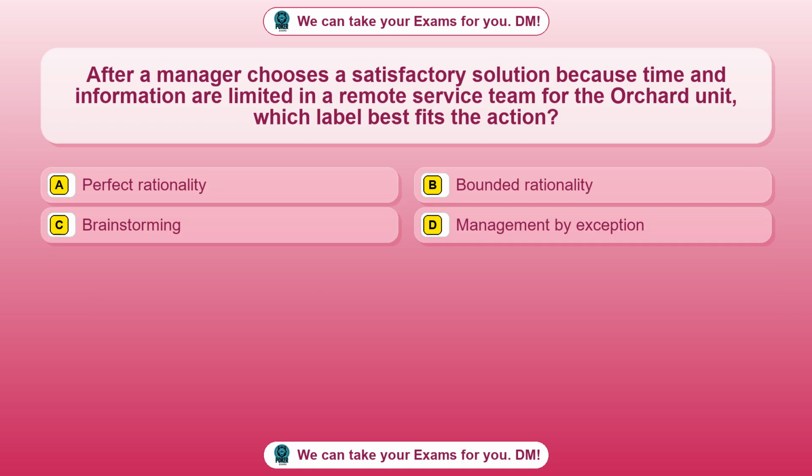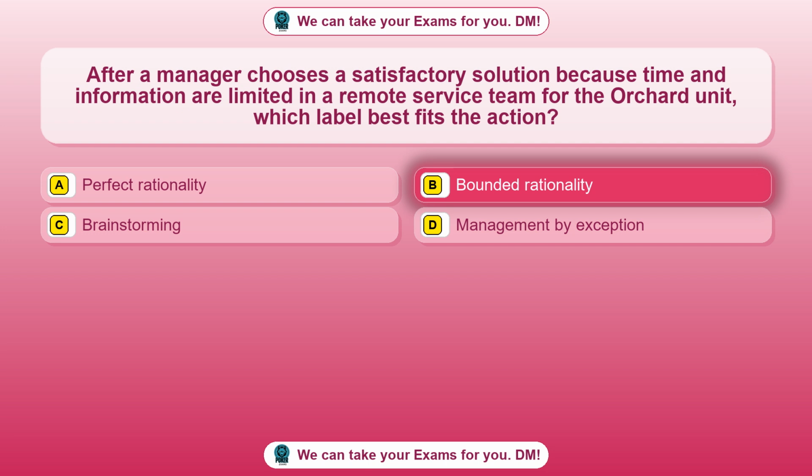Question 32. After a manager chooses a satisfactory solution because time and information are limited in a remote service team for the Orchard unit, which label best fits the action? Option A, perfect rationality. Option B, bounded rationality. Option C, brainstorming. Option D, management by exception. The correct answer is option B, bounded rationality.